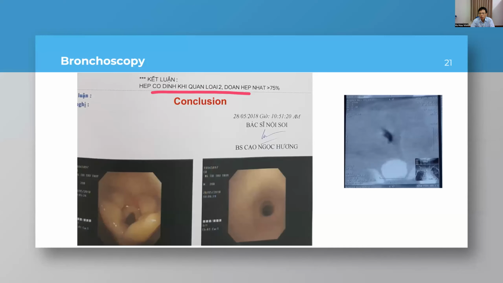Bronchoscopy is also very important, but sometimes the scope cannot go through the first stenotic segment, so they see only a small stenotic part, but they cannot see below this.